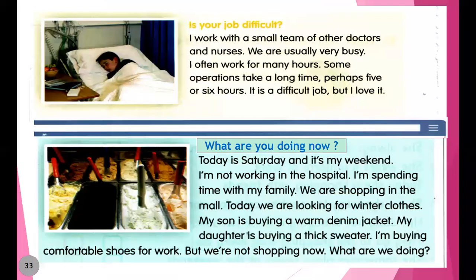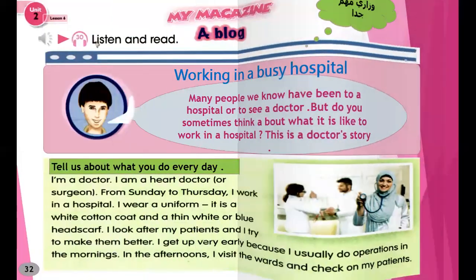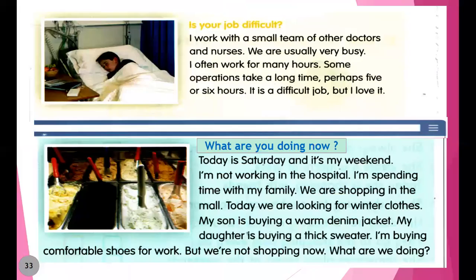I'm not working in the hospital. I'm spending time with my family. أقضي وقتي مع عائلتي. إذا نلاحظ I'm spending time. إذا am مع الفعل spend with ing. I'm spending time with my family. We are shopping in the mall. نحن نتسوق في المول. أيضا استعملت are. We are مع الفعل shop ضعفنا حرف البي لأن عندي قبل البي حرف ألا. إذا وضفنا ing. So we are shopping in the mall.